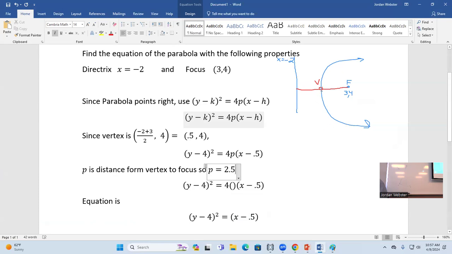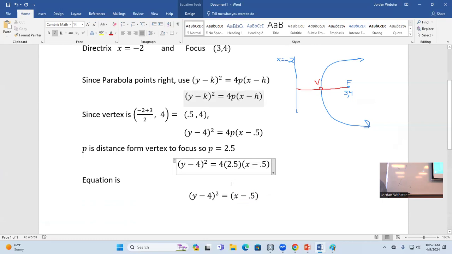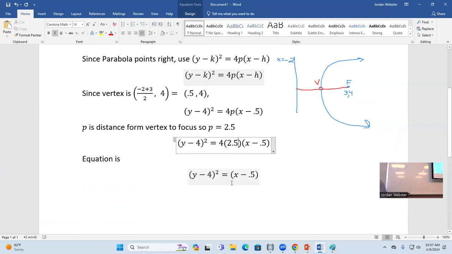It's also the distance from the vertex to the directrix. So 0.5 to -2 is also 2.5. And again, we're talking about a positive p-value. And that means when I take 4 times p, I'll get 4 times 2.5, which is 10. So the equation that I'm looking for is (y minus 4) squared is equal to 10 times the quantity (x minus 0.5).